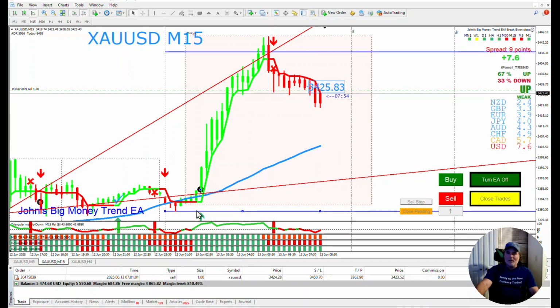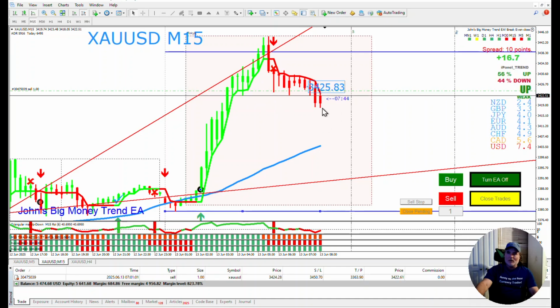It's good to have backup as far as your trading, and this is definitely doing it for me. It's helping me get out of the trade when I need to get out. So if this turns around and goes green again, it will close my trade. May lose a little bit, but it's better than losing a lot.